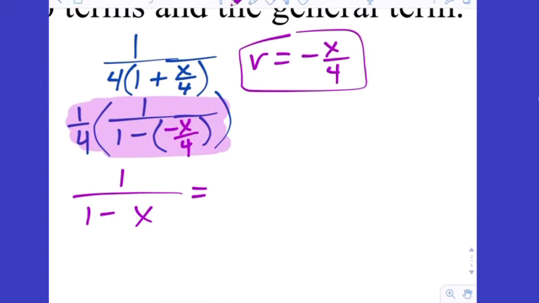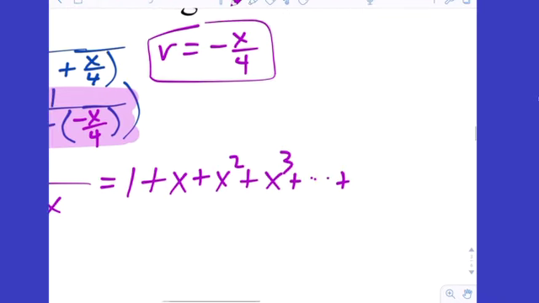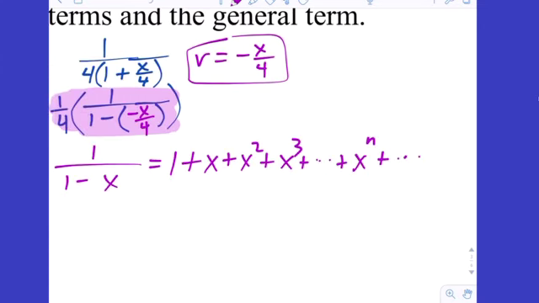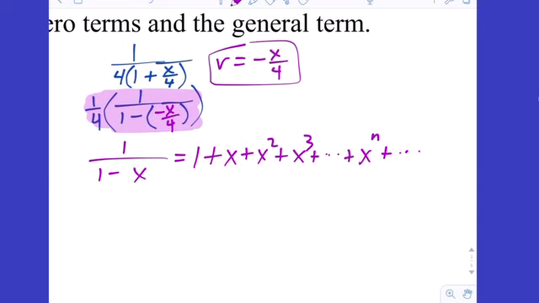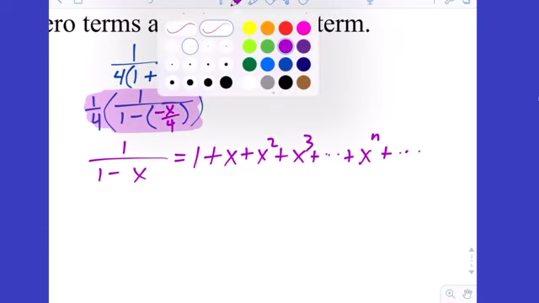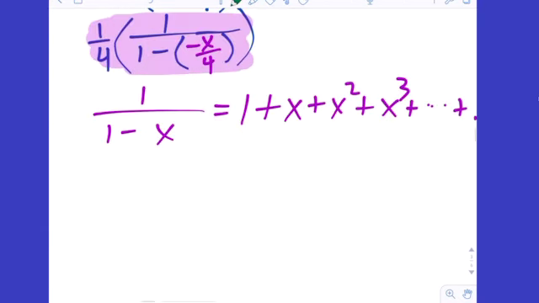The one we memorized for 1 over 1 minus x, remember, is 1 plus x plus x squared plus x cubed plus yada, yada, yada, plus x to the n plus yada, yada, yada. Now, in terms of building this, what should we do first? Should we multiply everything through by a 4th first or substitute in first? Sub? Yeah, I would substitute in first. Is that what you said? Yeah, okay.